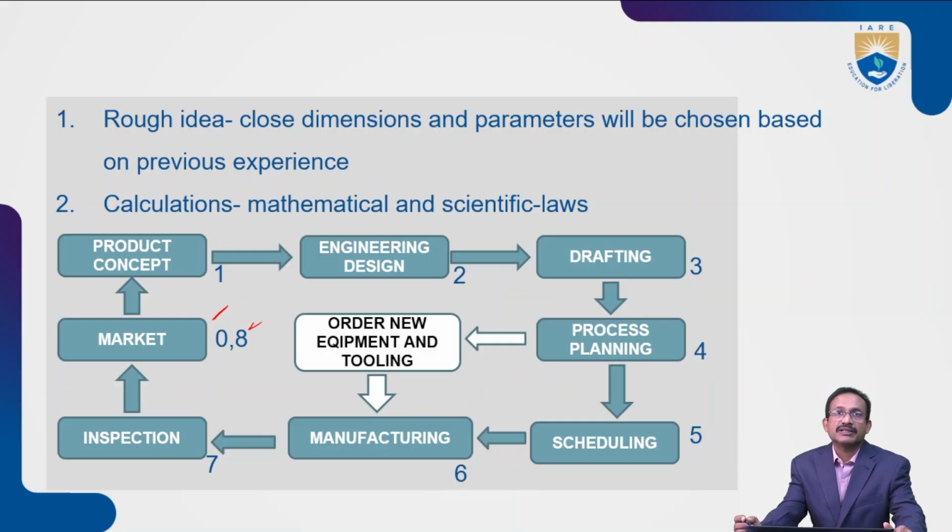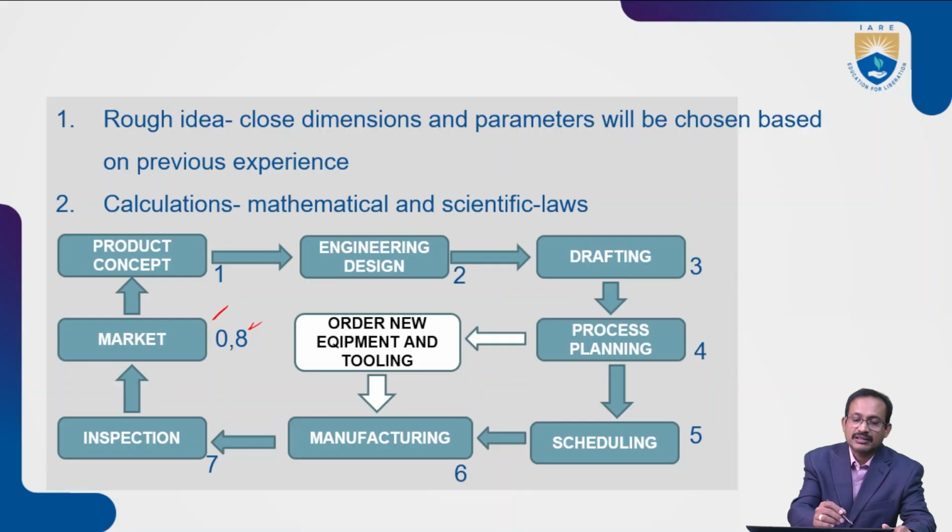It starts with a rough idea, and that rough idea will pass to the engineering design department for refinement. Some mathematical and scientific laws will be applied in order to calculate whether these rough ideas are suitable to the design or not. In the design engineering stage, the design process will be applied. Already we have discussed the design process. Now that data will be passed to the drafting department.